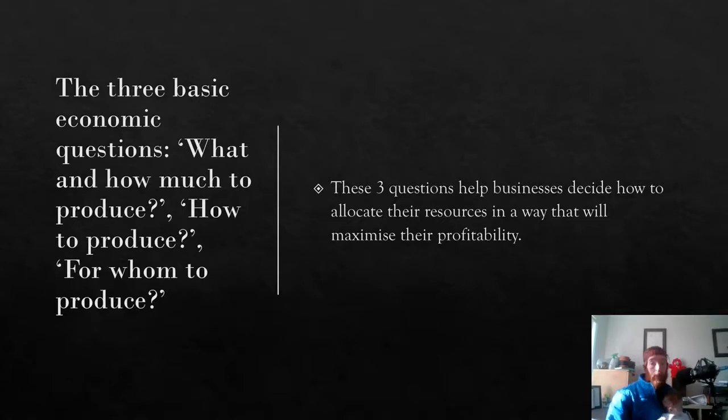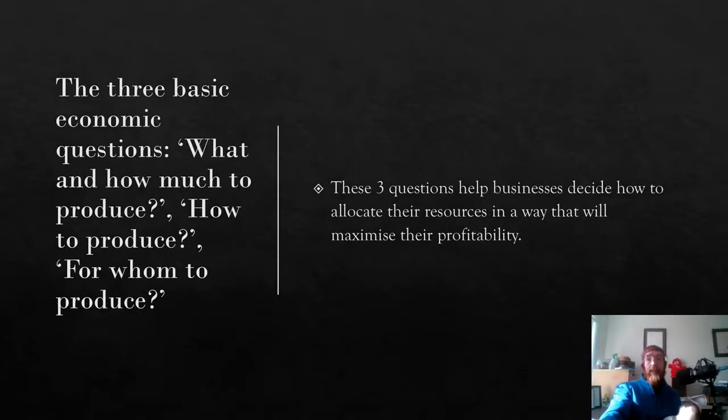How to produce it? Well, businesses are going to look at a variety of ways to produce it. Are they going to use machinery? Are they going to use human labor? And this is going to help them decide how to produce things in the most efficient way. And for whom to produce? Well, who are you producing this for? Like, are they going to actually purchase that? And therefore, is it actually going to be profitable for you in the long term?